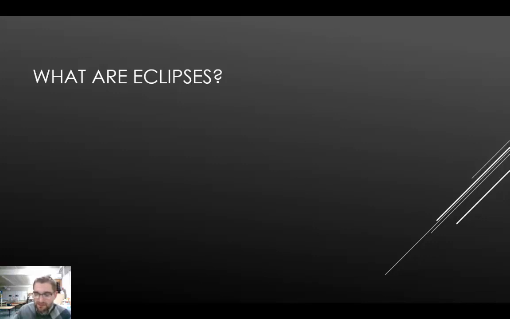When an object in space comes between the sun and a third object, it casts a shadow on that object, causing an eclipse. There are two types of eclipses that we see here on Earth: a solar eclipse and a lunar eclipse. The words solar and lunar come from the Latin words for sun and moon. So solar eclipse.